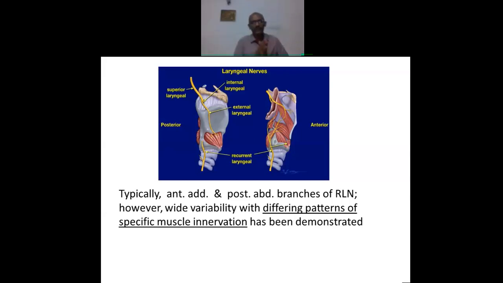I've proven this. But the next part, what I've underlined, is something that you all must understand very deeply and thoroughly: the fact that there is a wide variability of the branchings to the individual muscles. So the differing patterns of specific muscle innervation have been proven. Now, this is a key to understanding what happens when there is a dysfunction of the recurrent laryngeal nerve, which we say as RLN palsy or paresis, and translate to diagnosis as a vocal fold palsy or paresis.